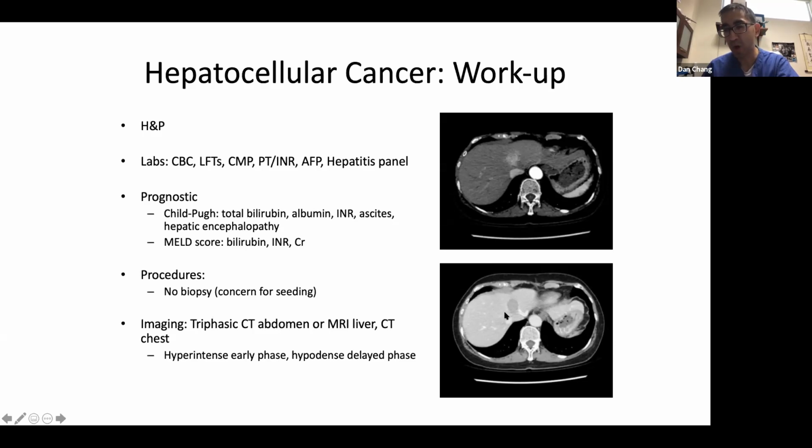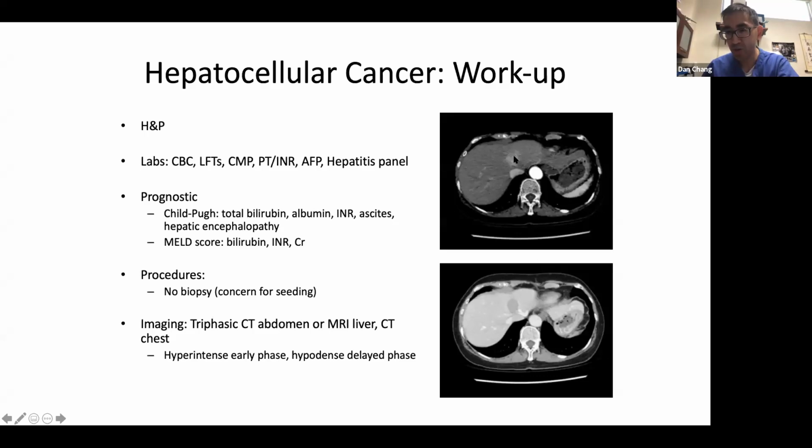The tumor's actually become dark relative to the background liver because the liver is now taking up the contrast, whereas the tumor washed out the contrast very quickly. So if you see a combination of these two features, you have to have both. You can't have one without the other.